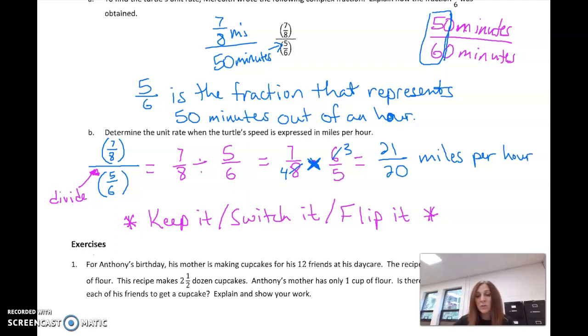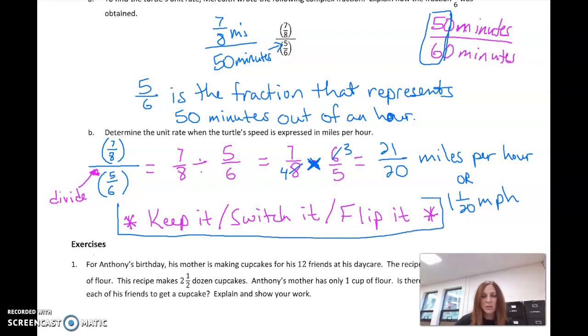Or we can switch this around. 20 goes into 21, 1 and 1/20 miles per hour. And I'm just going to abbreviate MPH. Now we could change this to a decimal, but since it gave it to us as fractions to start, I usually tend to leave my answer in that form as well. If they gave us decimals to start, obviously I'd have decimals in my answer. All right, so this is a lot of what we're going to be using today. Again, we're finding out what it is per 1 hour.